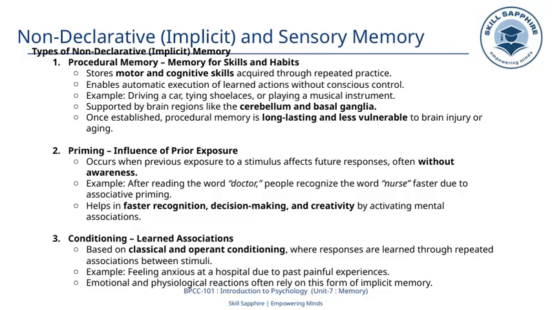Now, let's delve into the fascinating world of non-declarative, or implicit, memory, and how it influences our daily lives. First, we have procedural memory, which is our memory for skills and habits. This type of memory stores motor and cognitive skills that we've acquired through repeated practice. It enables us to perform actions automatically, without consciously thinking about each step.